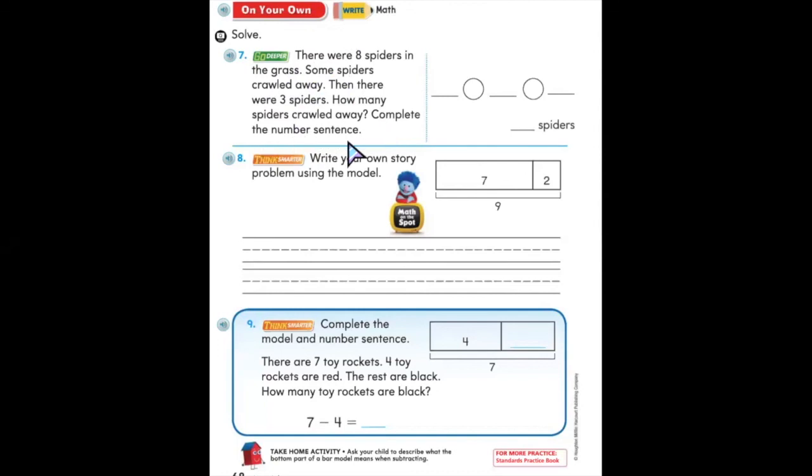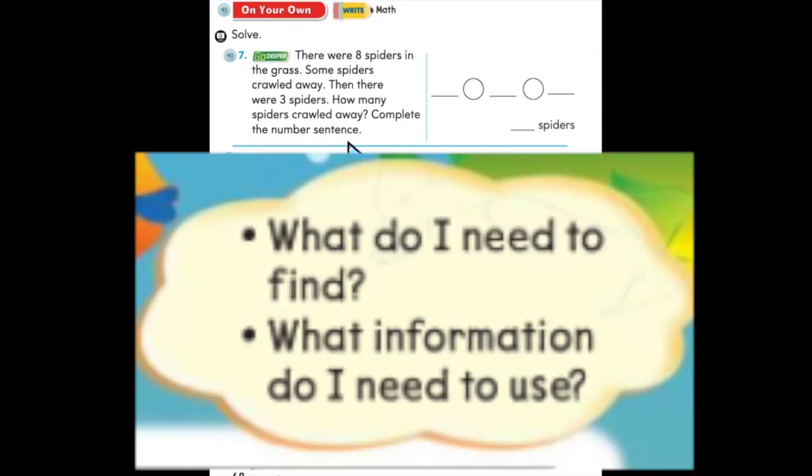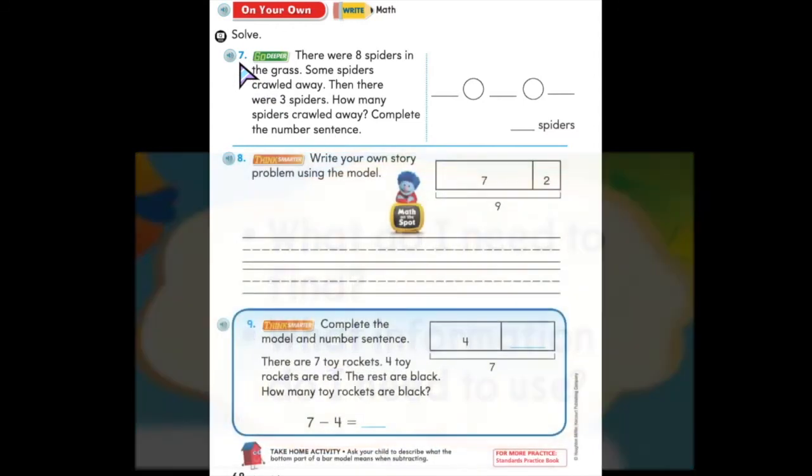Complete the number sentence. So remember, you're going to ask yourself those same 2 questions that we use to guide us in solving our other problems. Remember, those questions are, what do I need to find? And then, what information do I need to use? So you are going to use those questions on number 7.